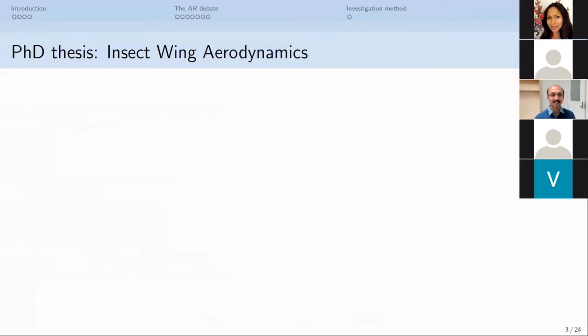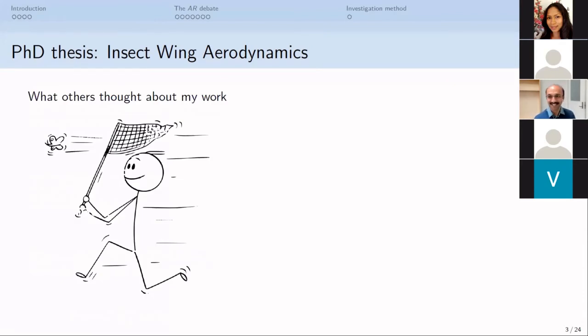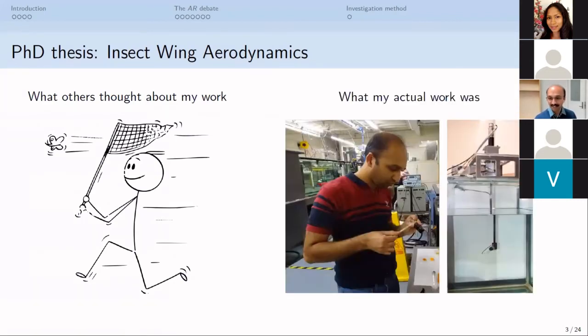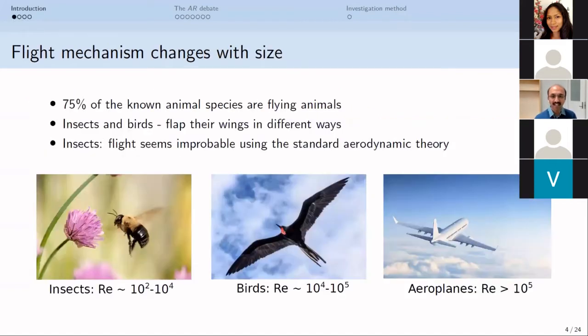Although it sounded very funny and also interesting at the same time, most people, when I talked to them about insect wing aerodynamics, thought that I would be catching insects during my PhD. And this is what I actually did: I did experiments on a model of an insect wing, not real insects, inside a laboratory environment. But in this presentation today, I'm not talking about my experiments, but mostly my computational work. I'll come to that later.